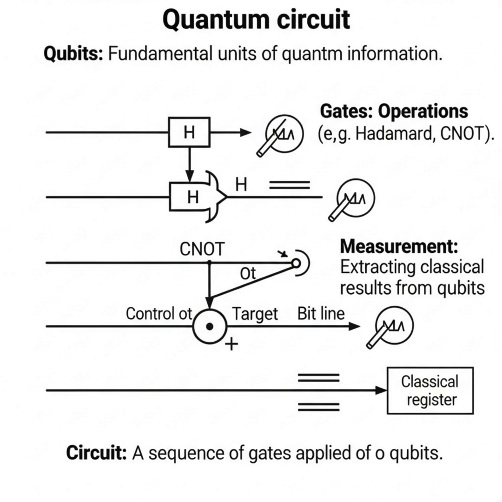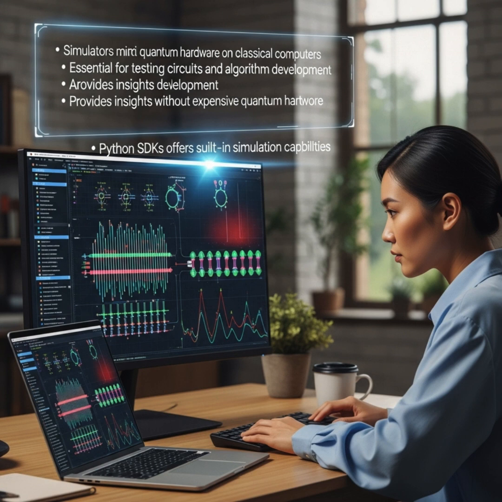Since access to real quantum hardware is still limited and expensive, how do we test our quantum circuits? We use simulators. Quantum simulators are classical computer programs that mimic the behavior of quantum hardware. They allow us to execute our quantum circuits and predict their outcomes without needing an actual quantum computer. This is absolutely essential for testing circuits, debugging algorithms, and rapidly developing new quantum applications.